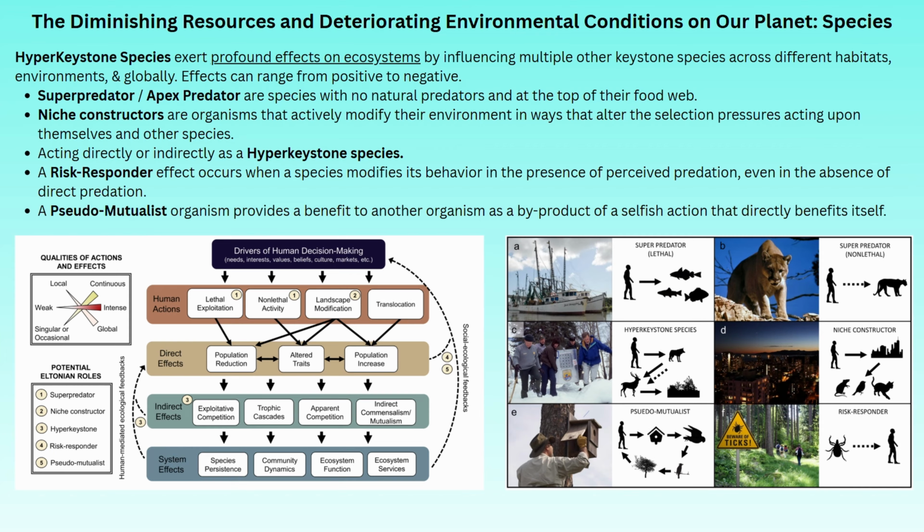Next, human beings can act as niche constructors. This is where an organism actively modifies their environment in ways that alter selective pressures acting upon themselves and other species. A great example of this is urbanization or the development of cities. You pick a city, any one, the environment that was there is now essentially gone. The environment where the city lays is completely different.